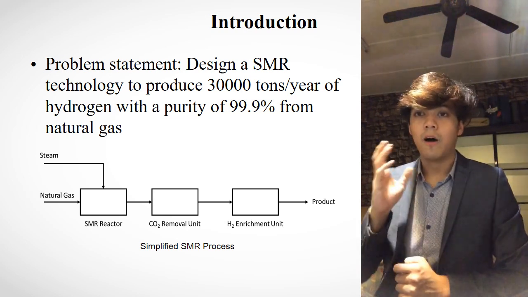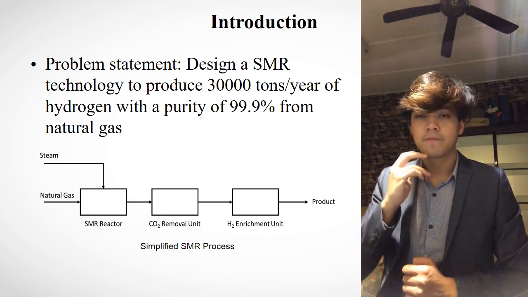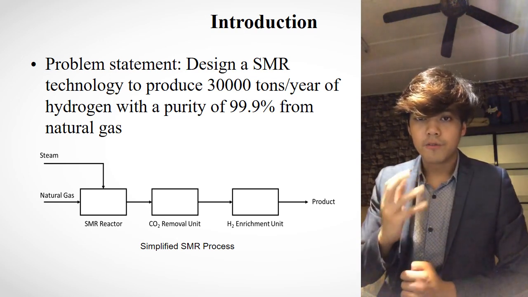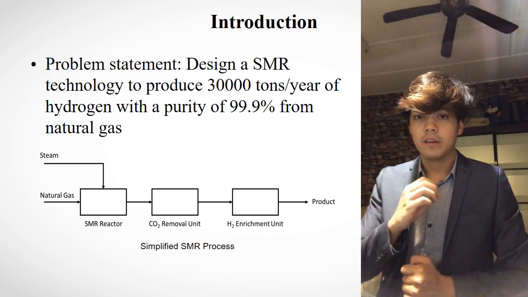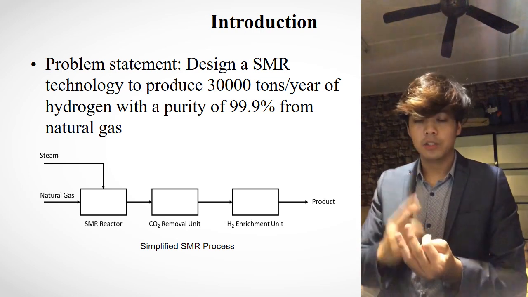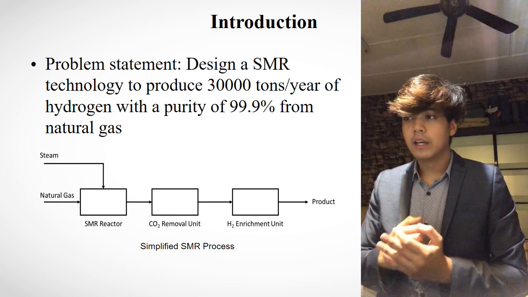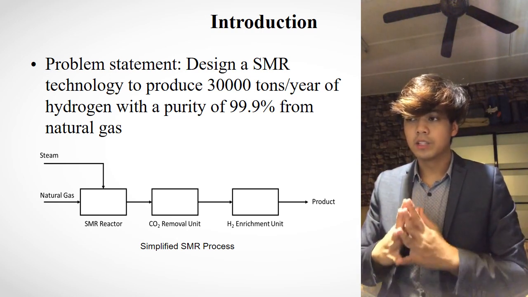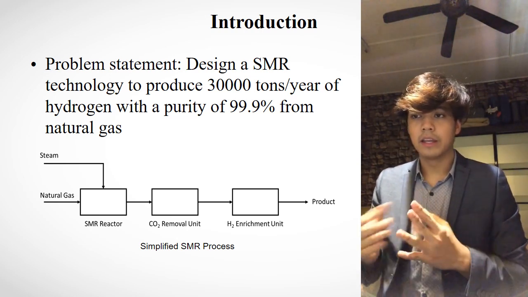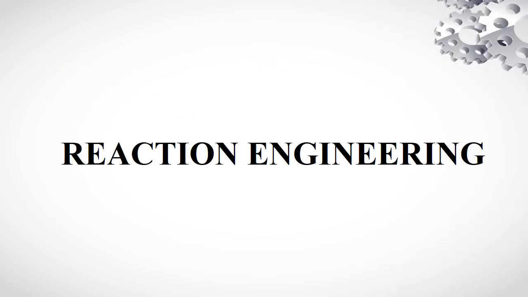Okay, for our integrated project, we were tasked to design an SMR technology to produce 30,000 tons per year of hydrogen with a purity of 99.9% from natural gas and steam. The SMR technology consists of an SMR reactor, a CO2 removal unit, and also an H2 purification unit. We will be doing this project using the knowledge that we were taught in reaction engineering, process 1, and also this one will be covering the reaction engineering part.